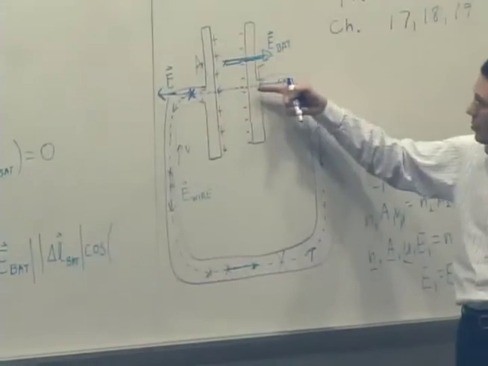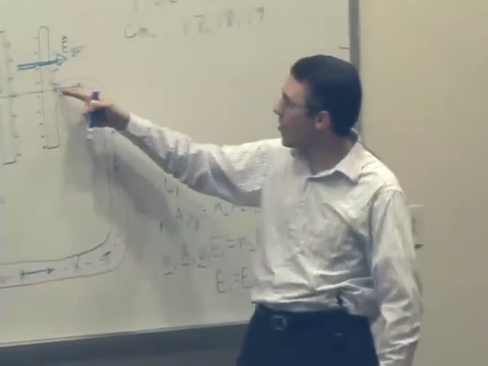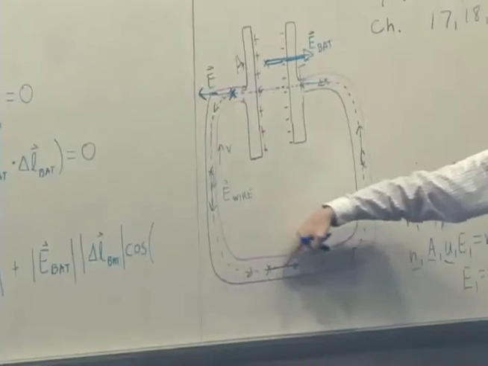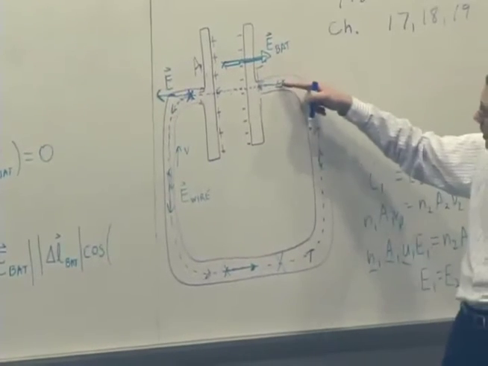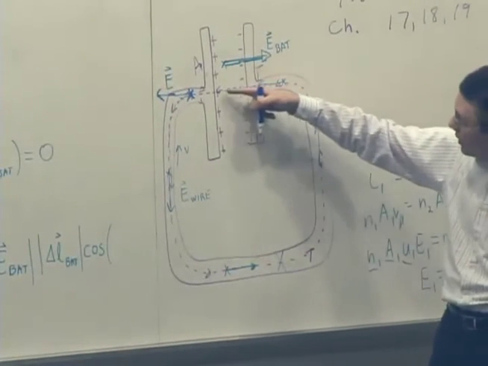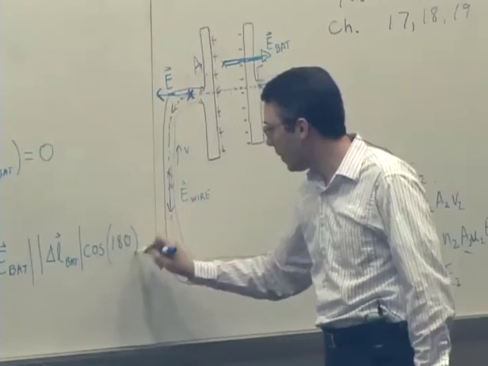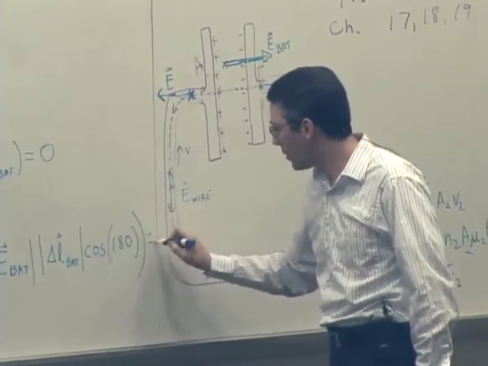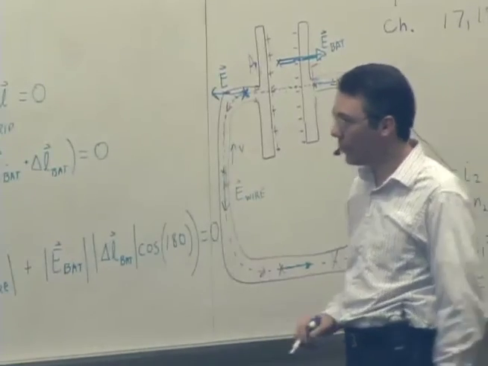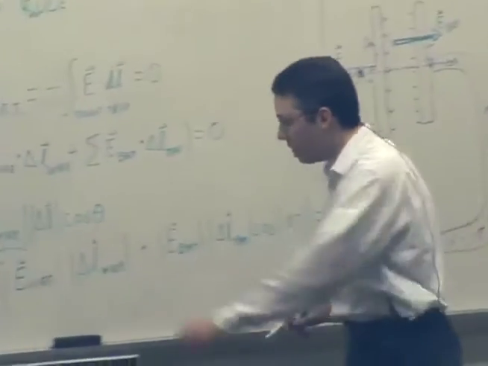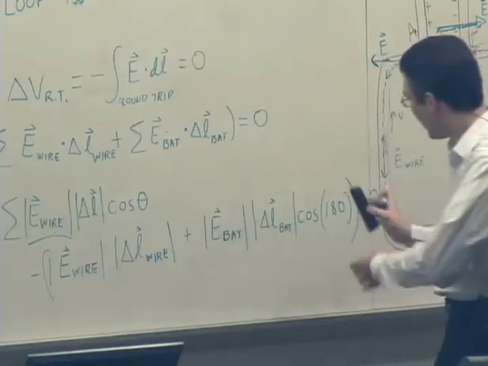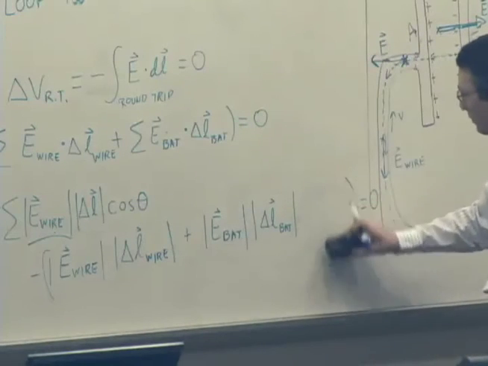So what is it? 180, right? Because my path is now, if I think about traveling along this direction, when I reach the battery, I'm going in the opposite direction of the electric field. So we have a cosine of 180, and that whole thing has got to be equal to 0. So I'm flipping the sign here. If I get rid of this cosine 180, that becomes a negative 1.